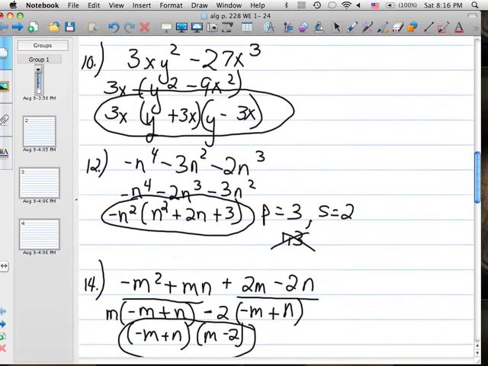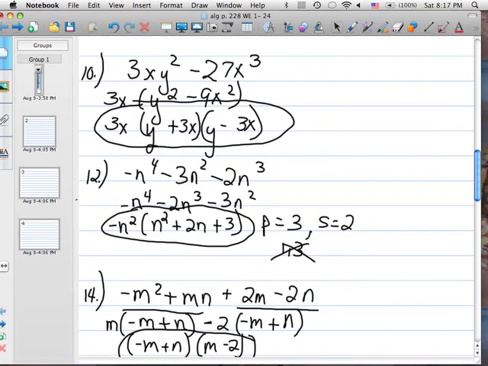Problem number 12. We have negative n to the fourth minus 3n squared minus 2n cubed. Notice that the powers are not in order, so we're going to turn it around and put it in decreasing order. Negative n to the fourth minus 2n cubed minus 3n squared.